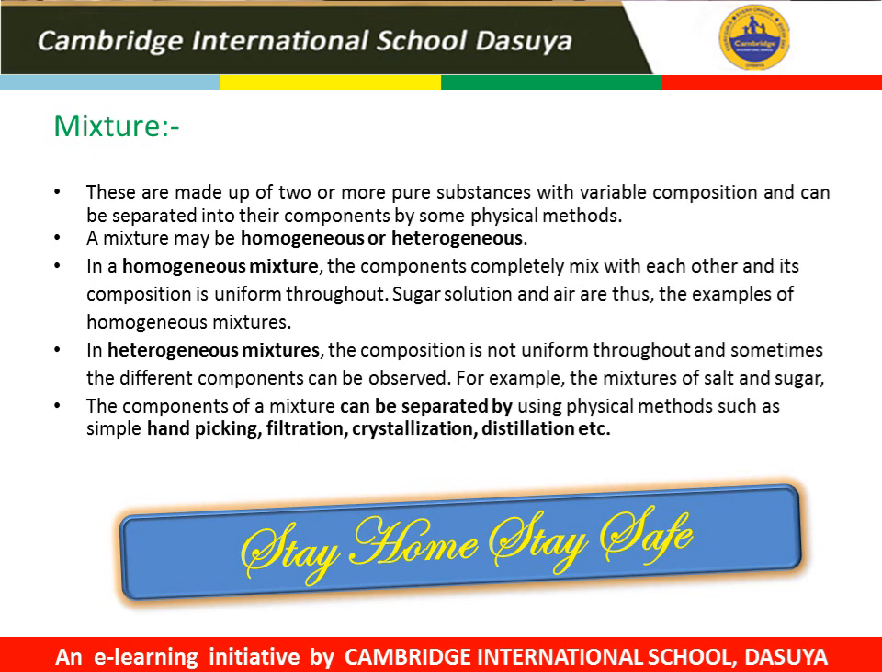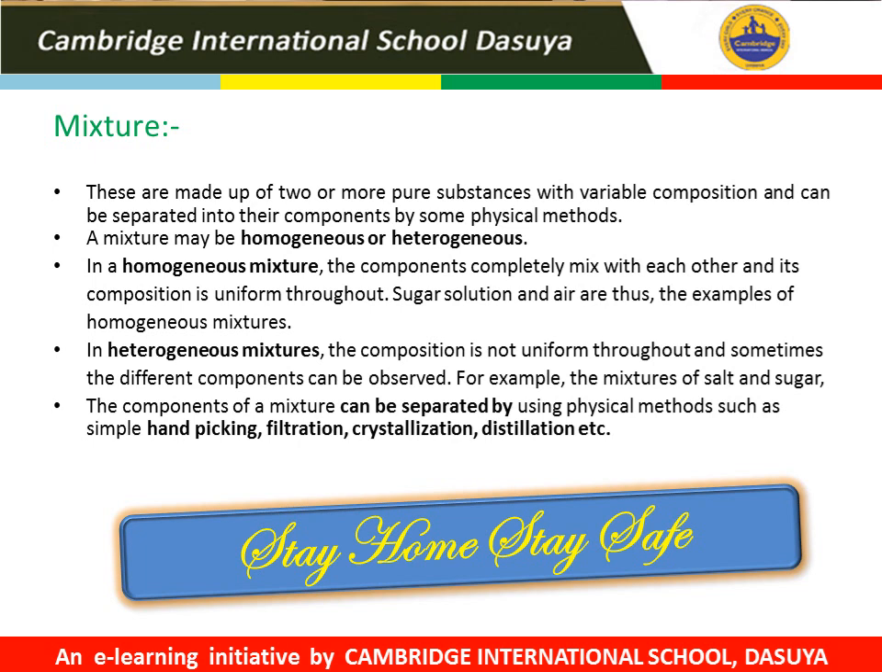In a homogeneous mixture, the components mix completely with one another and the composition is uniform throughout. That means you cannot distinguish between the components. There is no boundary between the components which mix with one another, and there may be more than two components. For example, sugar solution and air are two examples of homogeneous mixtures.